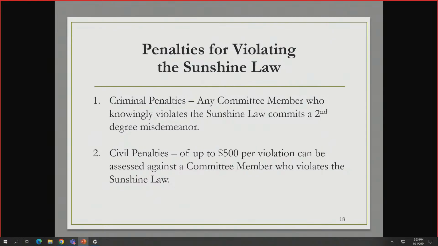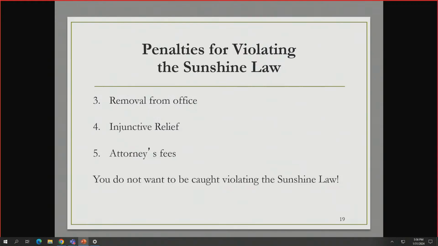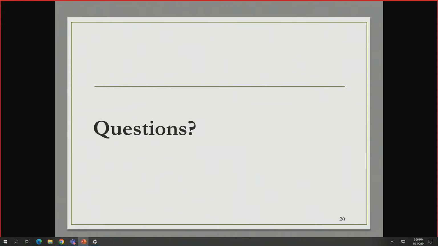Next slide. Penalties for violating the Sunshine Law. A committee member who knowingly violates the Sunshine Law commits a second-degree misdemeanor. Civil penalties of up to $500 per violation. So again, it benefits you to strictly comply. And next slide. Penalties again: removal from office, injunctive relief, and a prevailing party can obtain attorney's fees. You don't want to be violating it. If it turns out that we have an inadvertent violation, we can always ratify under Florida law. That is to say, vote afterwards to confirm a vote that may be the subject of a technical violation. But as a general principle, you really want to get it right the first time. Next slide. Any questions? Board or public?